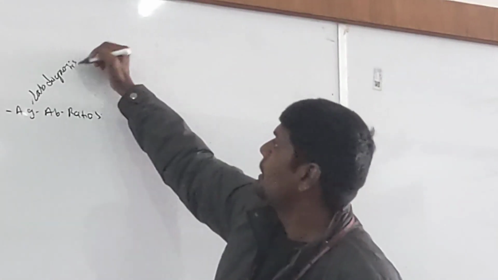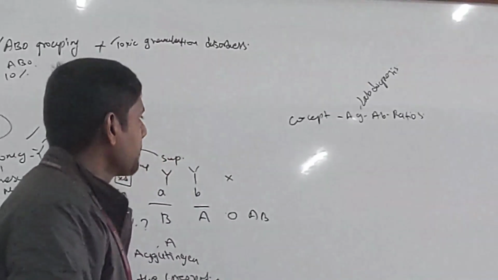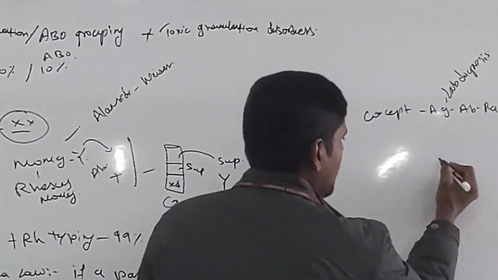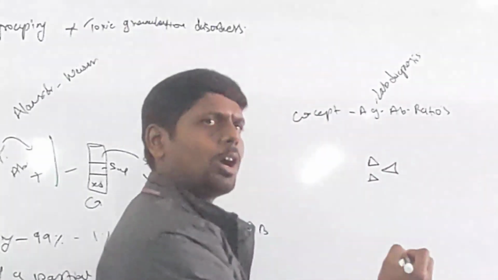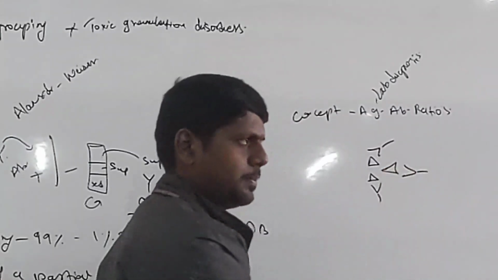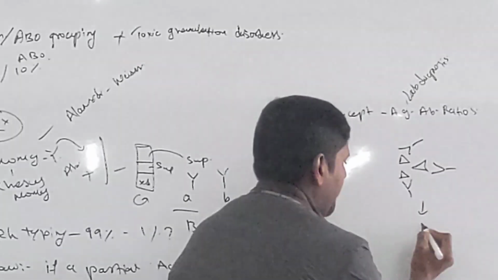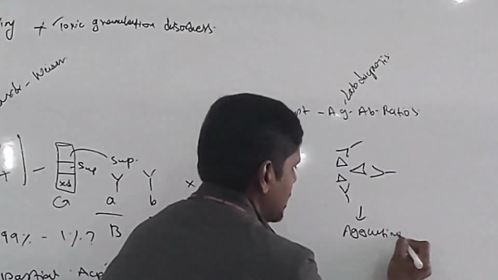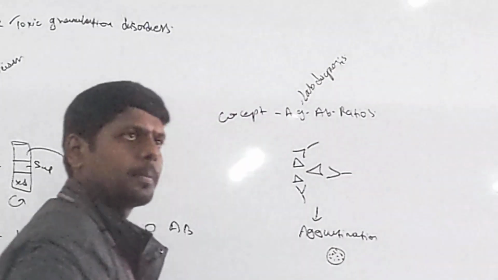I will tell. Listen, and 3 antibodies have been bound to them. Okay, now I got a visible clumping, that is called agglutination. I have observed some agglutination in the cell.